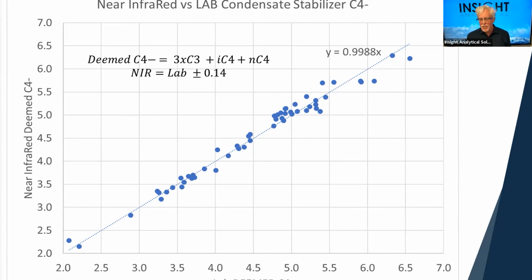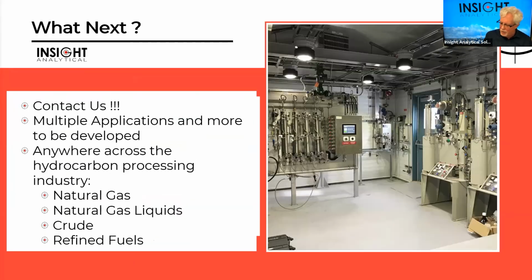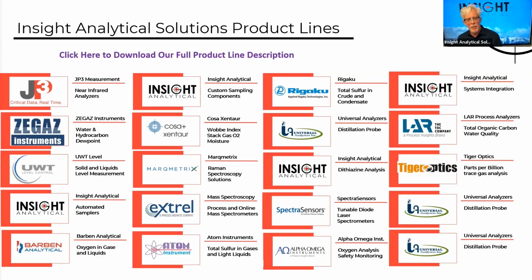So that wraps me up on most of the technical stuff for this. Just to give you an idea, Inside Analytical carries a full line of process analyzers. Of course, we spent a lot of time talking about the JP3 today, but we also carry Z-gas dew point analyzers. I mentioned the XREL as a process mass spectrometer, and the COSA Xantar for the Wobbe index. So those are 3 of the products we mentioned for this burner control. We can find the right product for the right application. I think that's the most important thing there.